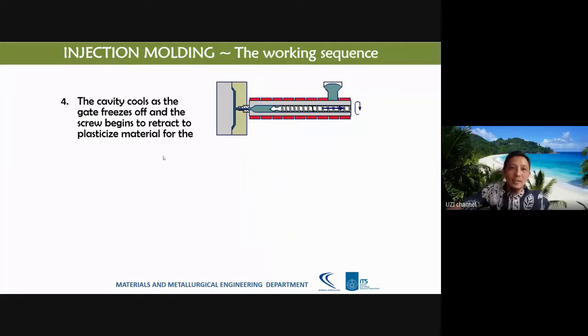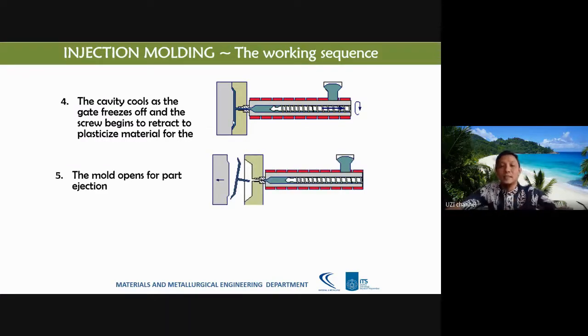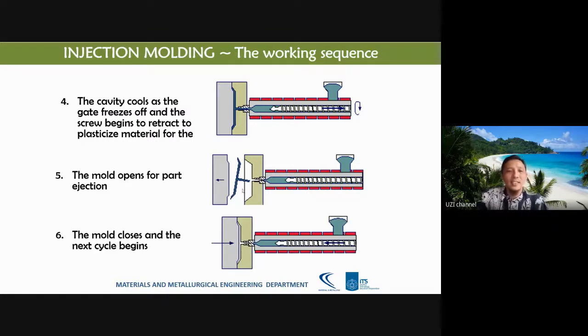The next step is the cavity cools as the gate freezes. The gate freezes off and the screw begins to retract to plasticize material, for the remaining time to release, to let the material solidify. And then the mold opens for part ejection. Finally, the cycle goes back to the first process again. Then we have the final product of the molded plastic product, or polymer product here.